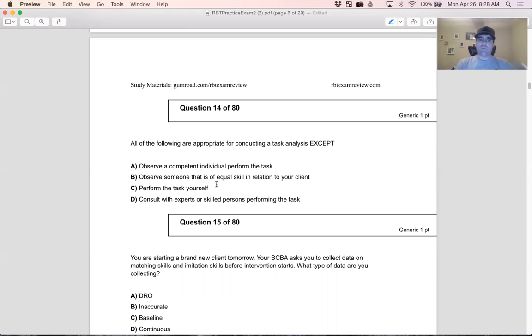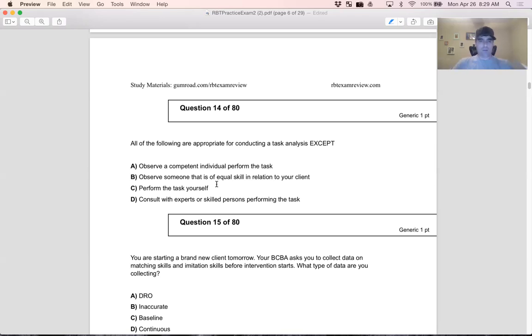What about C? Perform the task yourself. Yes, assuming you're a competent individual who can wash hands and make sandwiches and tie shoes and do chores and these common task chains that we teach, then sure, you can perform the task yourself. And as you're performing the task, you can record the steps you're doing in order to make a task analysis for your client. So C is acceptable. D, consult with experts or skilled persons performing the task.